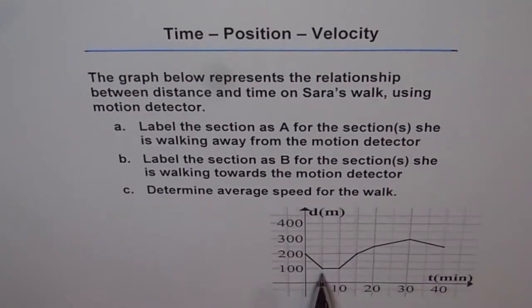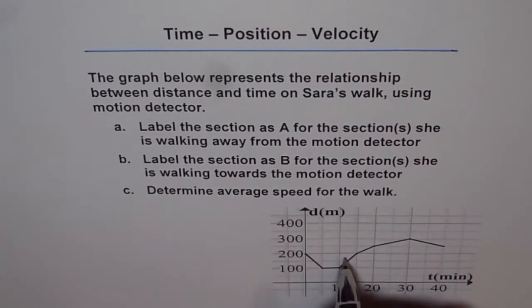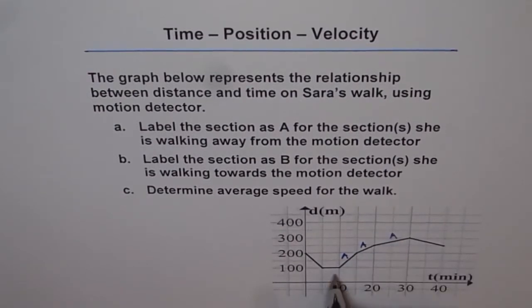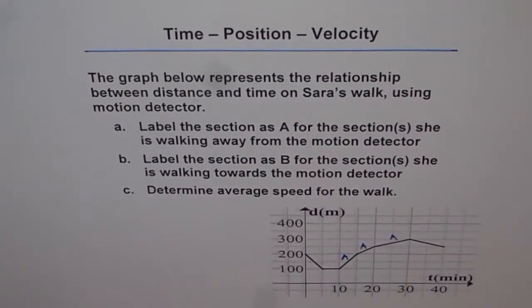Now in this case, the distance remains the same. That means Sarah is not walking at all. She is just staying at one position, which is 100 meters away from the motion detector. Now, after 10 minutes, we see that the distance again starts increasing. It increases at a slower rate, but it increases, right? From 10 minutes to 30 minutes, the distance keeps on increasing. So that means Sarah is walking away from the motion detector. So these are the portions where we should write A, right? So this leg, and this leg. She is walking away from the motion detector.